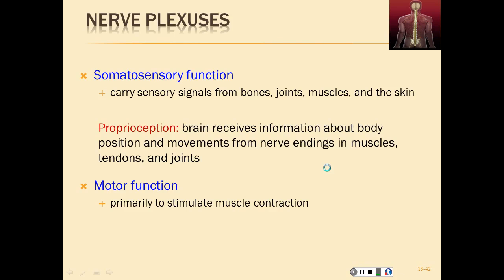To continue with the nerve plexus, they have 2 functions. They have a somatosensory function and a motor function. The somatosensory function, they're going to carry the sensory signals from the bones, joints, muscles, and skin to the CNS. And we have motor function that's primarily to stimulate muscle contraction. Proprioception is when the brain receives information about body position and movements from nerve endings in the muscles, tendons, and the joints.